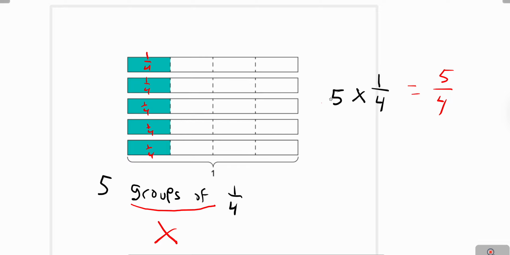Also, you can do it just numerically without even looking at the diagram. If they only gave you the expression, then you multiply the whole number by the numerator. So 5 times 1 is 5, and you keep the same denominator.